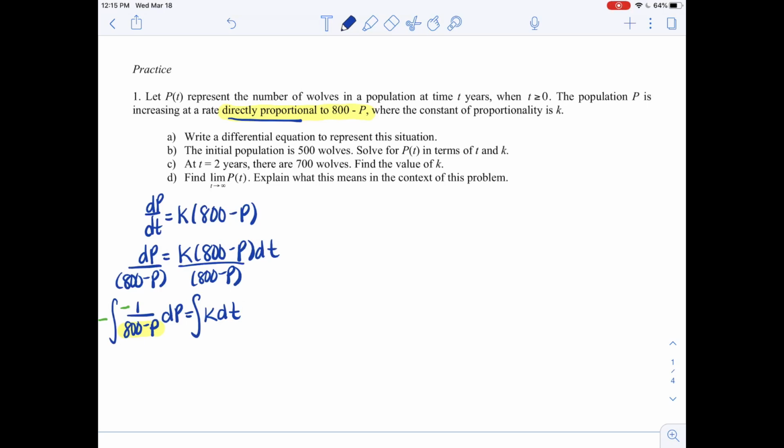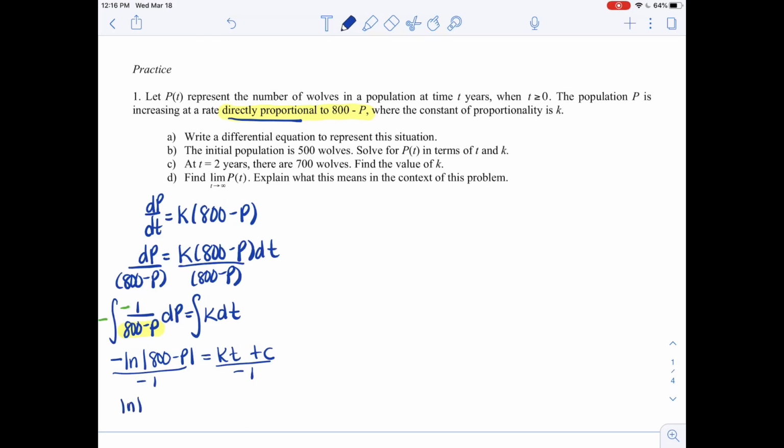So similar to the previous problem, I end up with 1 over something with no parentheses to a power. So that's how it's going to come out to be an ln. So I get negative ln absolute value 800 minus p. On the right-hand side, again, k is a constant, so I get kt plus c. Now, before I can raise both sides to be exponents of e, I need the ln to be by itself. So I'm going to divide everything by negative 1.